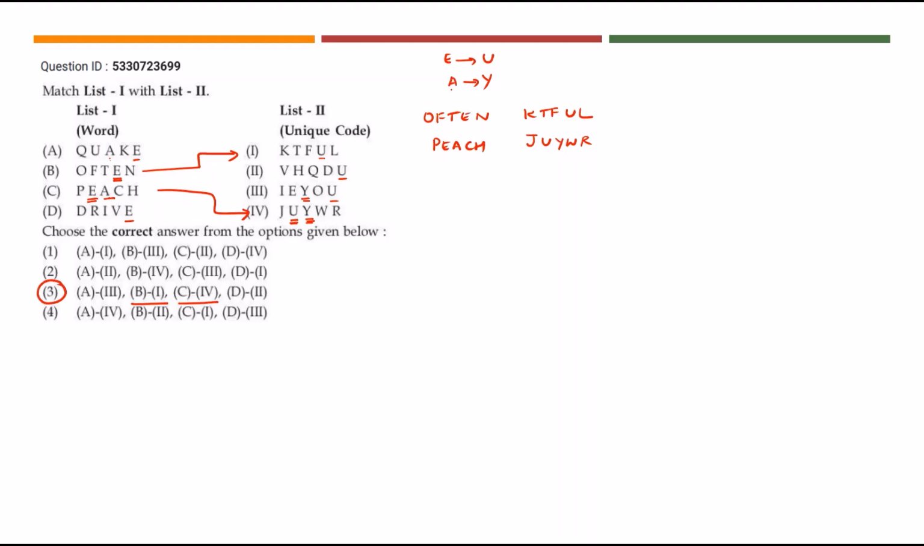Now we will check with Quake. A comes in the third place and E comes in the last place. So third place should have Y and last place should have U. Which word is that? It is third one. So Quake will be written as IEYOU. A will be mapping to 3. What about drive? You have only one option left. We can match drive to option number 2. D2. It is VHQDU. Now, what is this code actually?